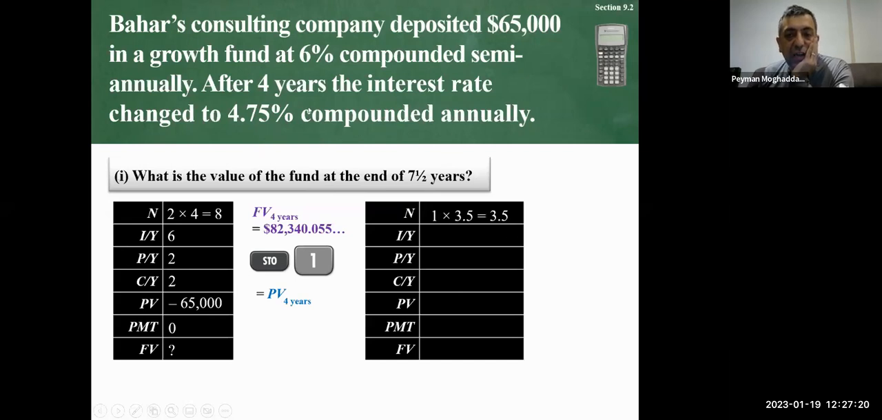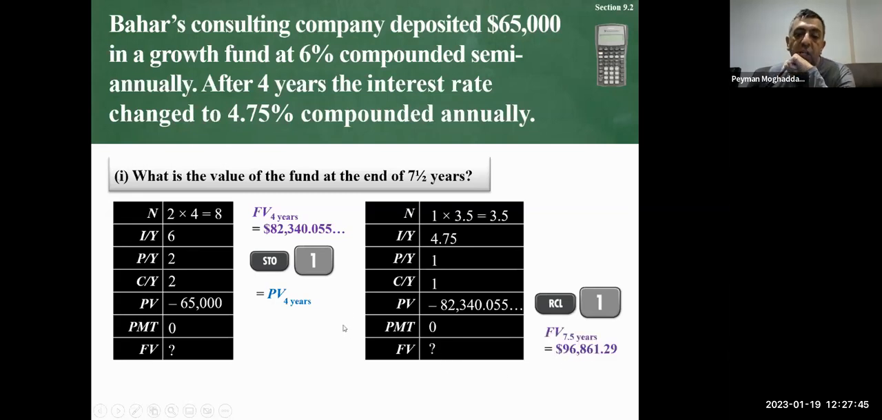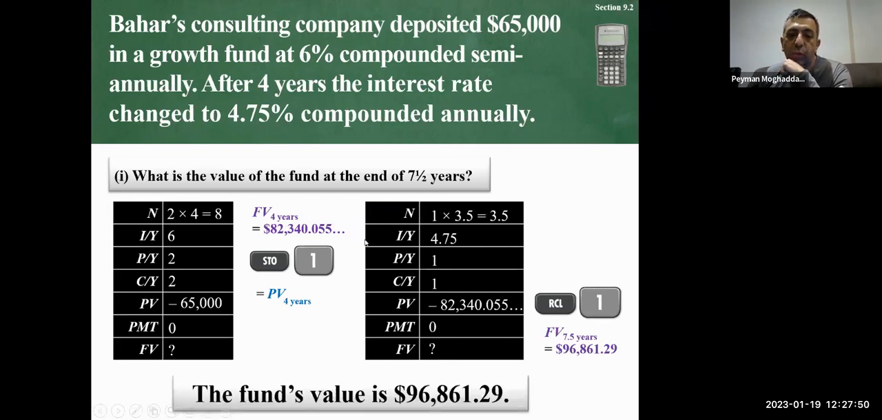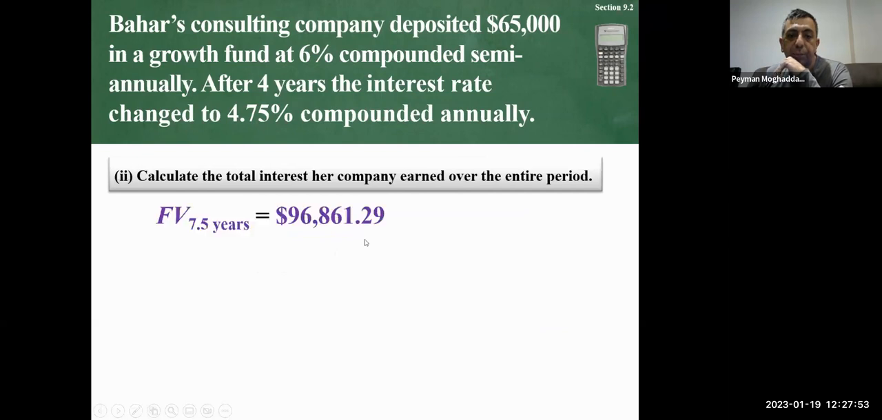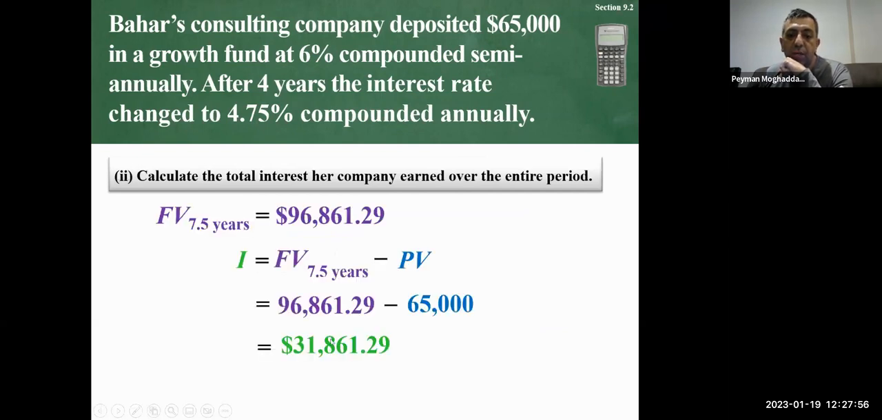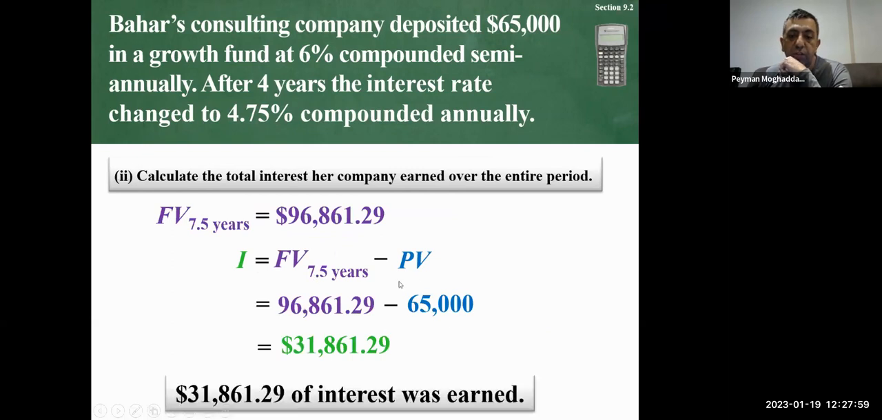In this case it is compounded annually, which means the compounding frequency is 1. So it's 1 multiplied by 3.5. The n is going to be this. I is 4.75%. P over y, C over y, m is going to be 1. Present value is this, but with a negative sign, right? Because it's still an investment. So negative sign, and then you find the future value. Future value is 96,861. So that's the calculator. If you practice a little bit, the calculator is going to be easy to use. So the interest in total is going to be 96,000 minus 65,000, 31,000. That's going to be the interest.